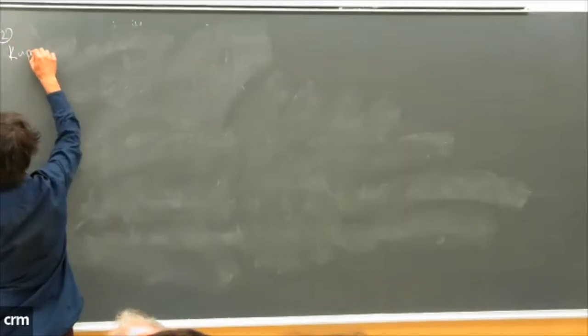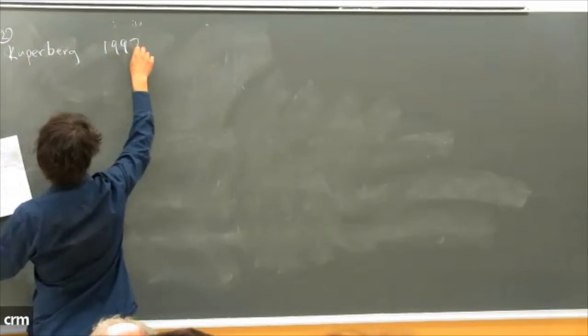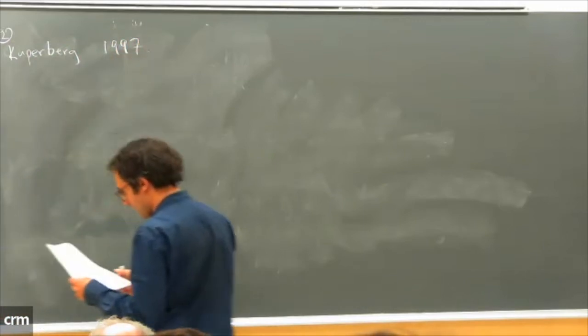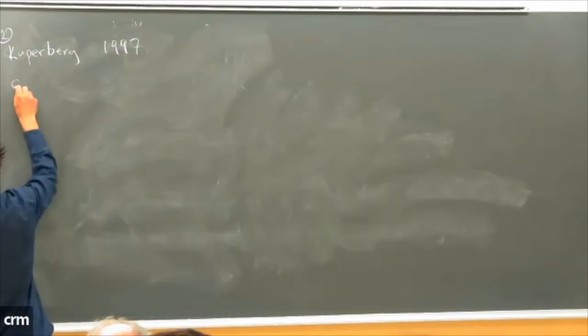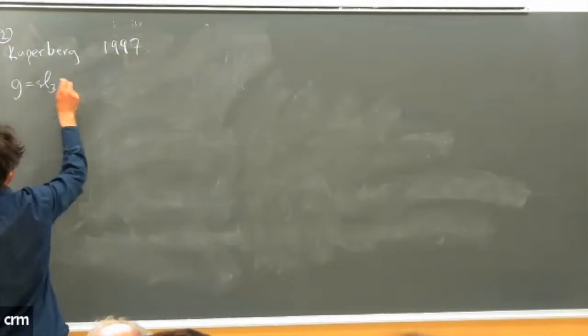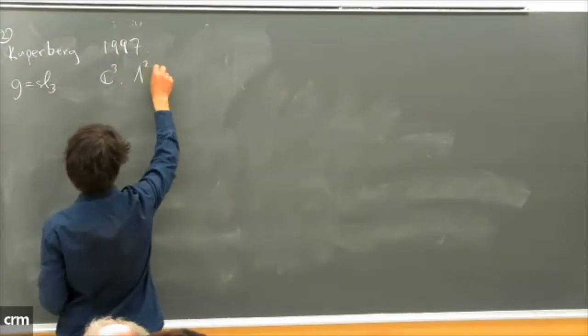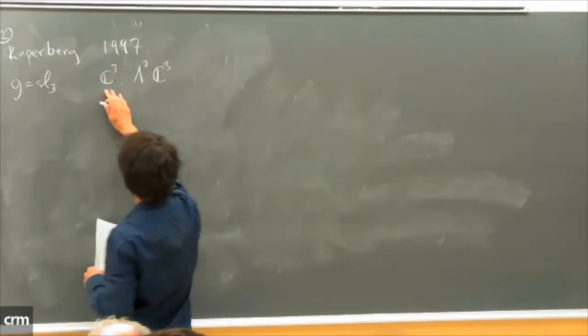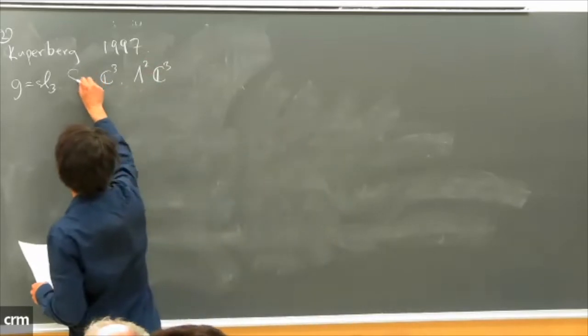So Greg Kuperberg in '97 proposed systematically studying these diagrammatic categories. He considered G to be SL3, and not just the standard representation, but also the other fundamental representation too. The standard representation is C3, and the other is its dual, wedge 2 C3. So that was his set S.